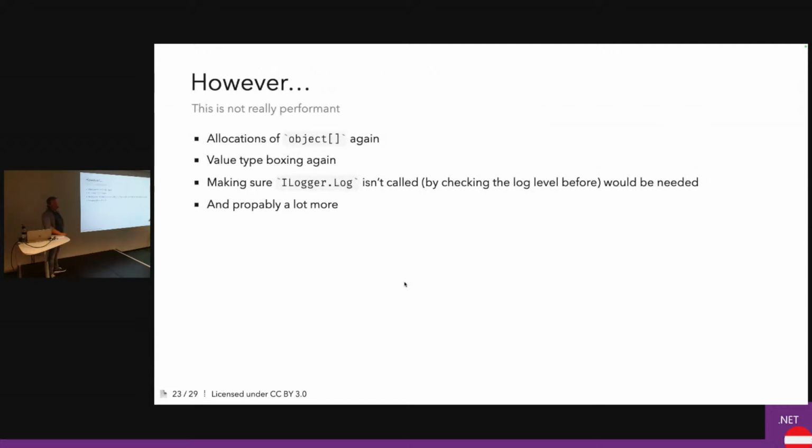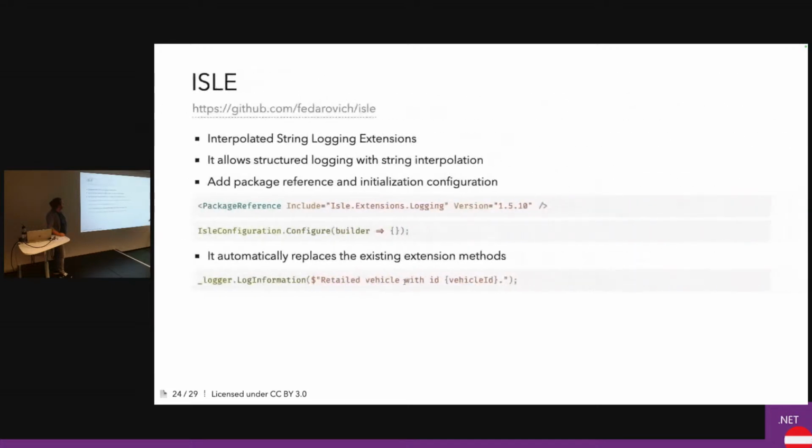I said we shouldn't do that because we're allocating objects again with boxed value types. We're not checking yet for the log level, and probably a lot more stuff is going on there which I did wrong, which we absolutely shouldn't do in production. However, there are people out there who already built a sophisticated solution, so I threw mine away basically. Another thing is called ISLE.